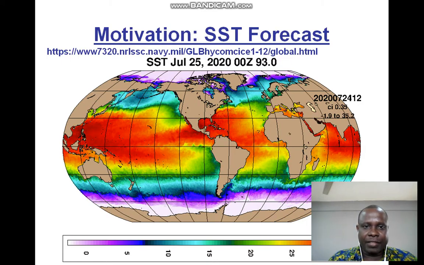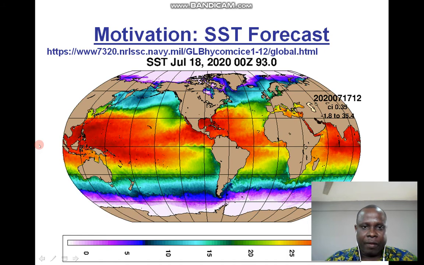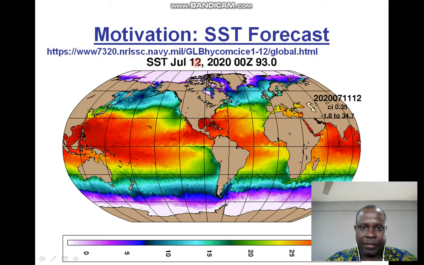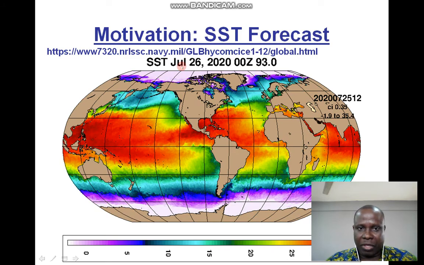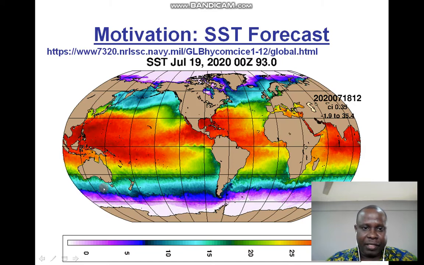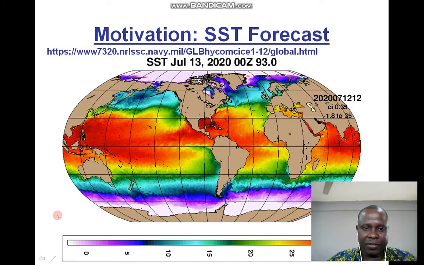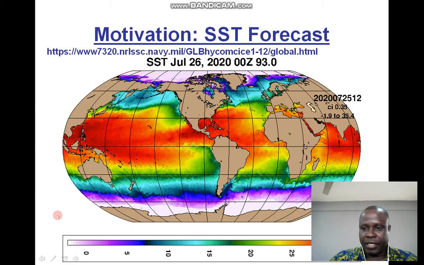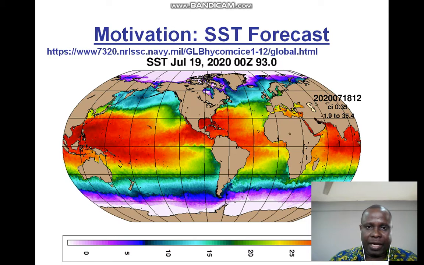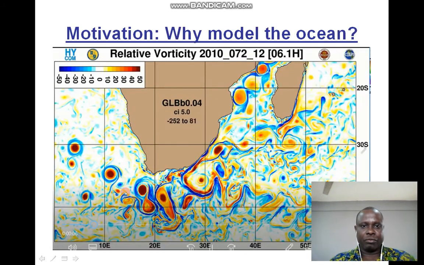So here's an example from the HYCOM group, where they are giving a forecast of sea surface temperature all the way to August 6th. So from somewhere at the beginning of July, all the way to the 6th of August, they are giving predictions of the states of the ocean in terms of the sea surface temperature. They do this for sea surface height as well, and other parameters. So these are some of the advantages of ocean modeling.